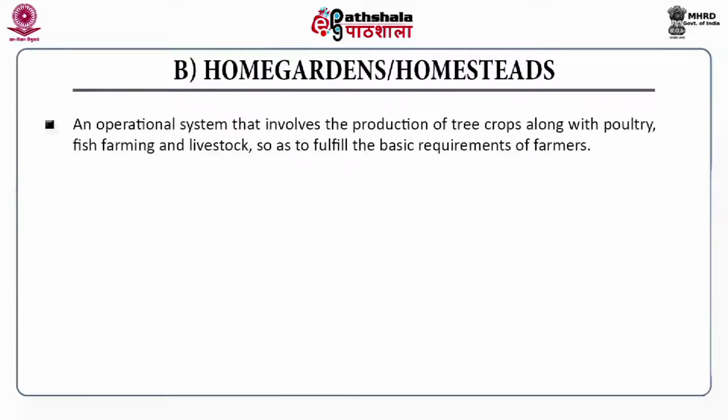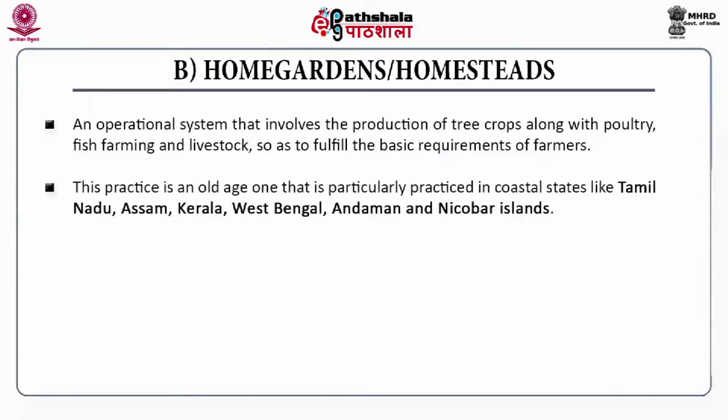Next comes home gardens or homesteads. What are these? It is an operational system that involves the production of tree crops along with poultry, fish farming and livestock so as to fulfill the basic requirements of farmers. This is also an old age practice and it is particularly practiced in coastal areas of Tamil Nadu, Assam, Kerala, West Bengal, Andaman and Nicobar Islands.